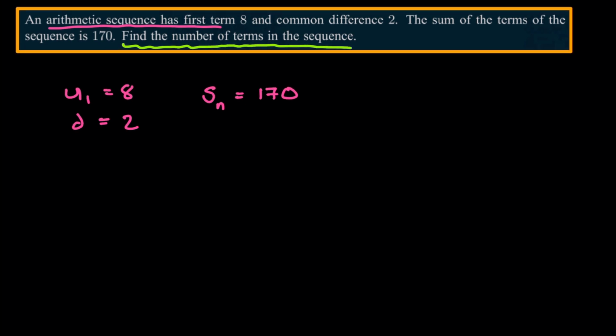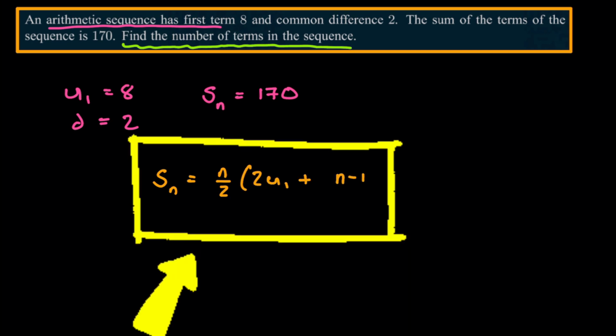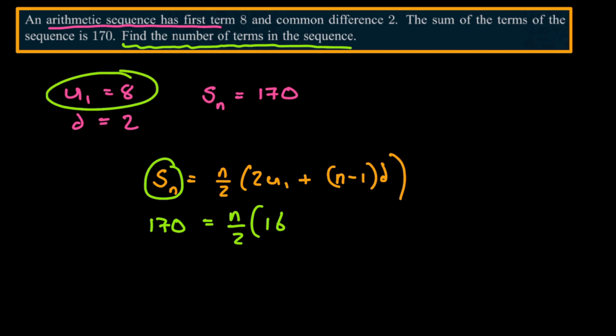Now we have a formula for the Sn. Remember, there were two different styles of formula that we could use. The sum of the terms can be found by doing n over 2, open brackets, 2 times the first term plus (n - 1) times d. The reason why I'm going to use that is because I know what Sn is, so that's 170. N is what I'm trying to find, so n over 2, but I know the first term, so that's 2 times 8, so that's going to be 16, plus (n - 1), and I know d. D was 2, so that's 2 here. Now I've just got to do a little bit of rearranging.